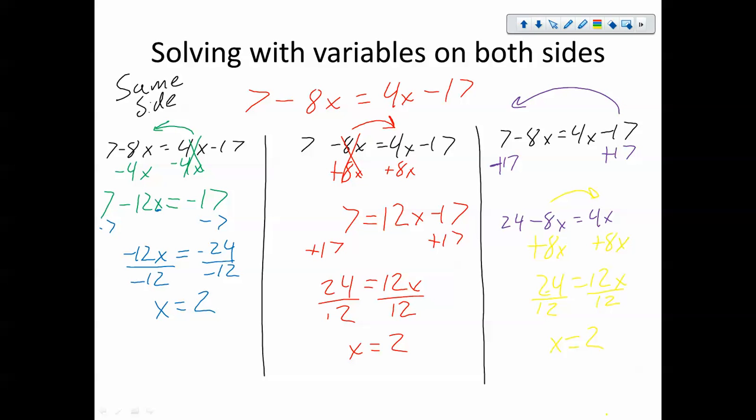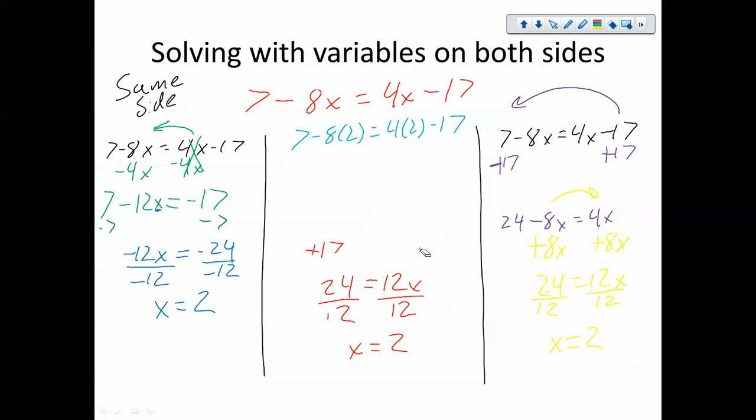So notice that there's a variety of steps that we can do first in this case. And in all cases, we're going to end up with x equals 2 in the end. And we can be certain that that is our correct answer, because if I take that 2 and I plug it in over here, let's clear off a little bit of space here in the middle. And let's plug in the 2. 7 minus 8 times 2 equals 4 times 2 minus 17. I'm just taking the solution we've said it is and plugging it in.